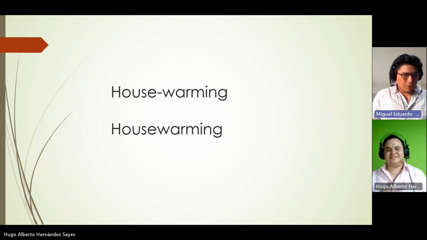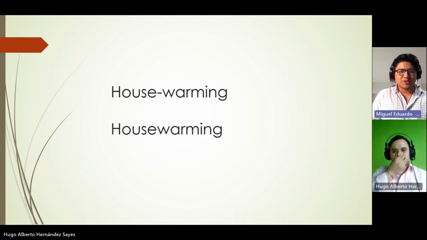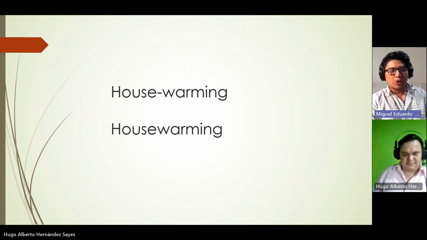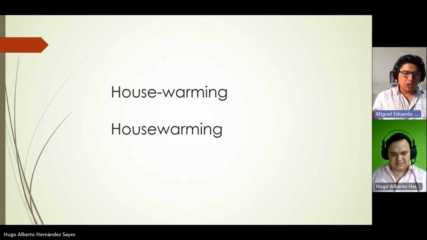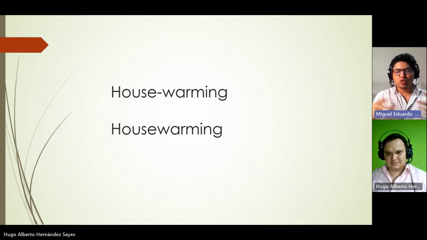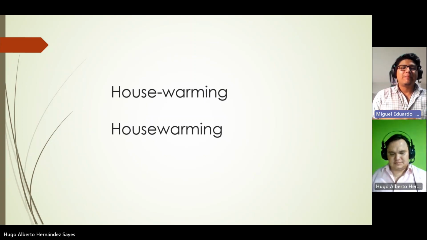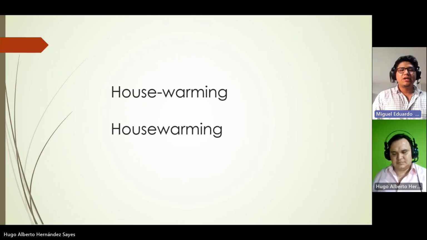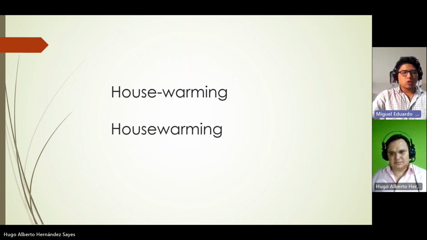Yes, but however, we have some other words that do not need it to give the same meaning or the same context. As an example, we have the word house-warming with a hyphen, and housewarming as a joint word. The meaning of these words is very simple. Basically, the host presents the new house to their friends, and it's a party traditionally held soon after they move into the new residence, a new house.